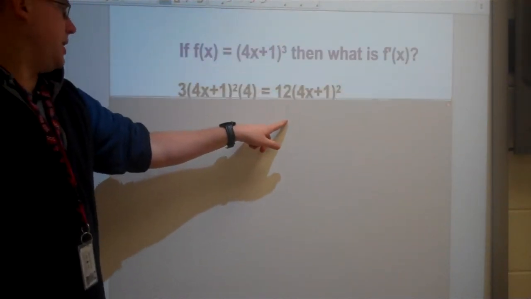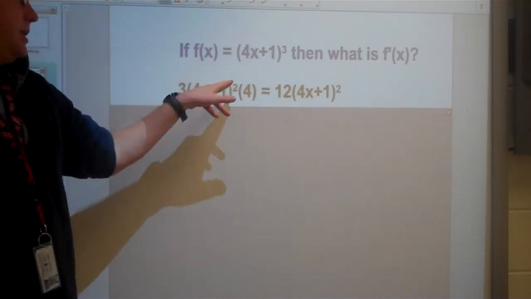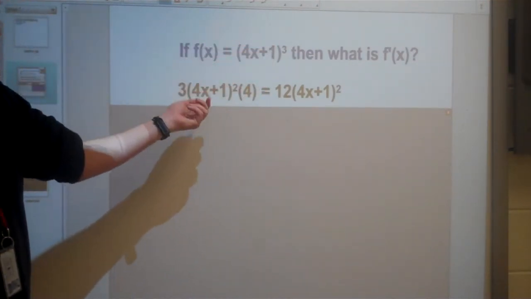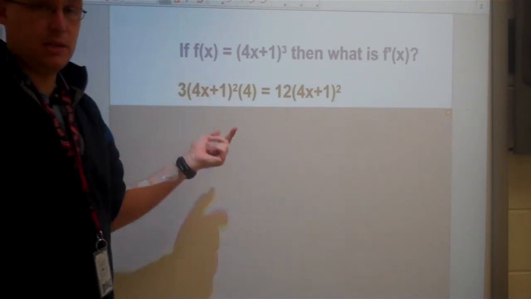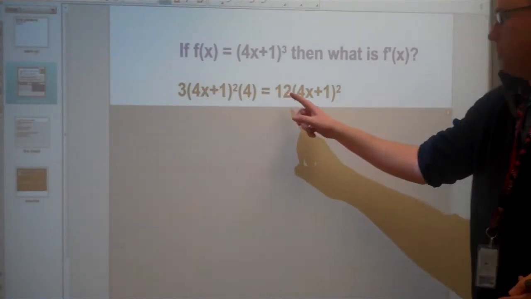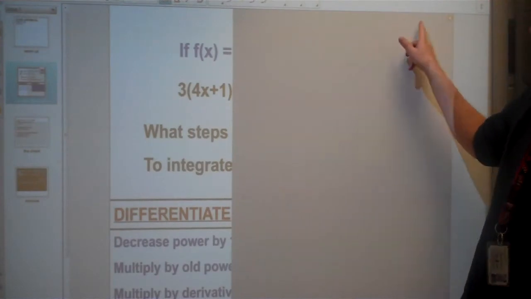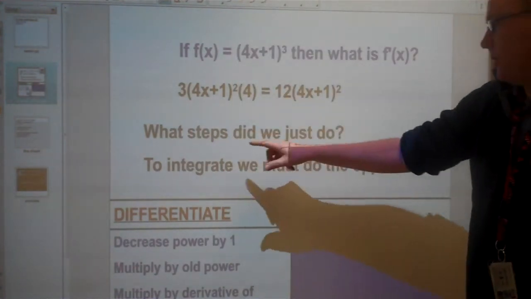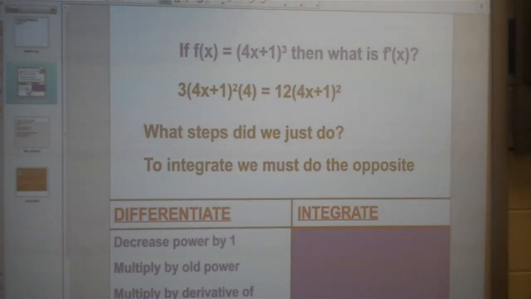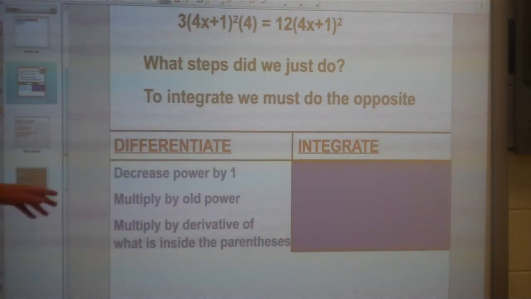So when we differentiate this, we bring the power to the front and multiply. We then decrease this power by 1, and then we also times by the derivative of what's inside the parentheses. So the derivative of 4x plus 1 is 4. And then if we simplify, we end up with this. So what steps did we just take there? Well, we decrease the power by 1. We multiply by the old power. And we also multiply by the derivative of what's inside the parentheses.